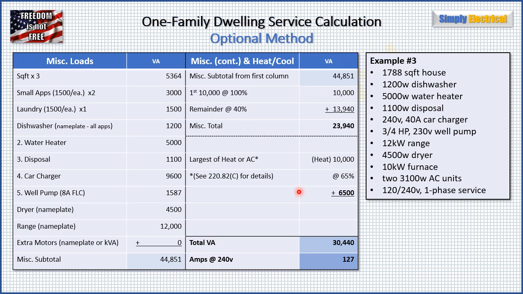Okay, now we go on to our heating and cooling, and we're going to take 65% of our heat because it is larger than our AC units. 65% of 10,000 is 6,500 VA. We're going to add that to our 23,940. We came up with 30,440 VA for our total house VA. Divide by 240 volt single phase, and we come up with 127 amps for our service size.